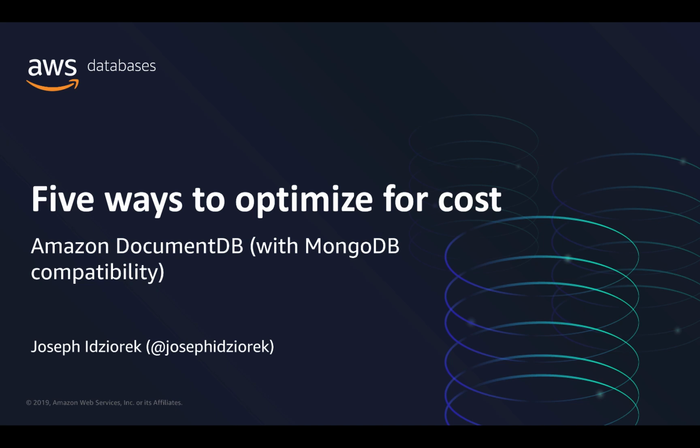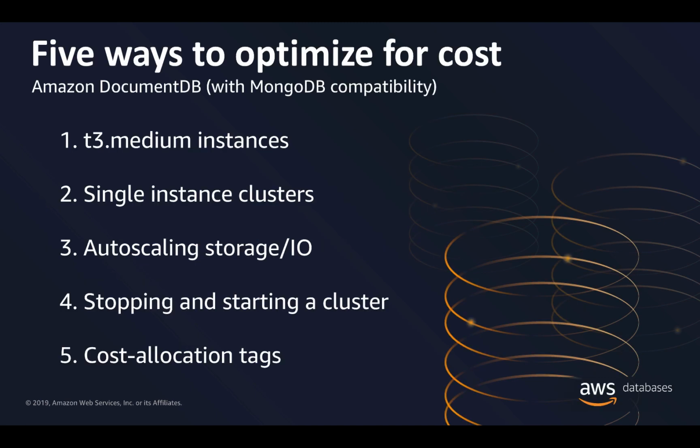What I'm going to show you today is 5 pretty quick and easy ways to optimize for costs when you're using Amazon DocumentDB. So what I'm going to show you is how to use T3 medium instances, which we just launched on June 30th, which provide a much lower cost point for small production clusters or dev test or for getting started. I'm going to talk about how single instance clusters can show you how to save a bunch of money but still have highly durable data.